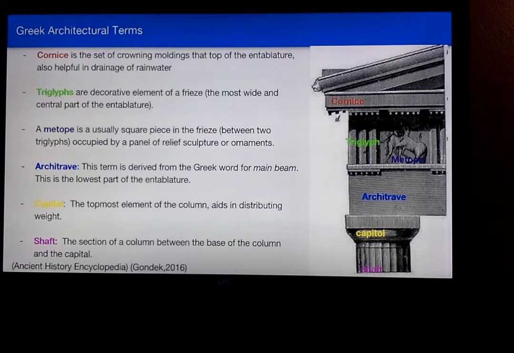The capital, on the other hand, is at the very top of the structure, at the column in particular, and it aids in distributing the weight of the structure. The shaft is the section of a column between the base and the capital.